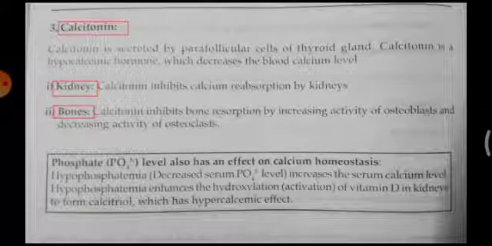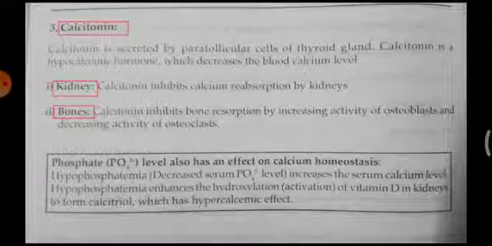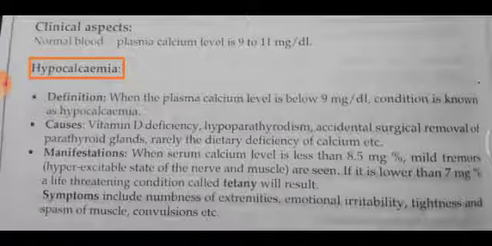Coming to calcitonin, it is also a hormone, a hypocalcemic hormone, which decreases the blood calcium level. Whenever the calcium level is increased, it is decreased by calcitonin. In the kidney, it inhibits calcium reabsorption. So when reabsorption stops, the calcium added to the blood will reduce, and in bones it inhibits bone resorption, that means the taking up of calcium from the bones, and hence the calcium in the blood is taken up by the bones, thereby decreasing the calcium in the blood.